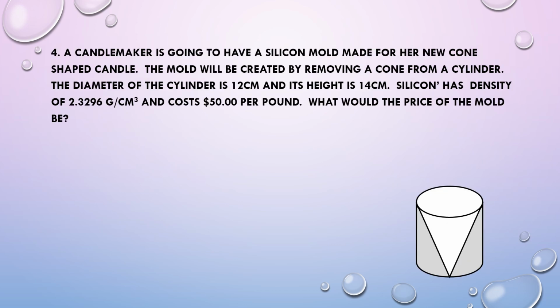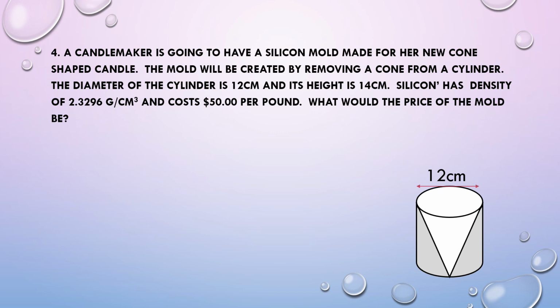So for this one, we have a candle maker is going to have a silicone mold made from a new cone-shaped candle. The mold is created by removing a cone from a cylinder, seen as your picture. It says the diameter of the cylinder is 12 centimeters and the height is 4 centimeters. Silicone has density of that lovely number there, and it costs $50 per pound. What would the price of the mold be? So in the end, we need to figure out price. That's our end goal here.